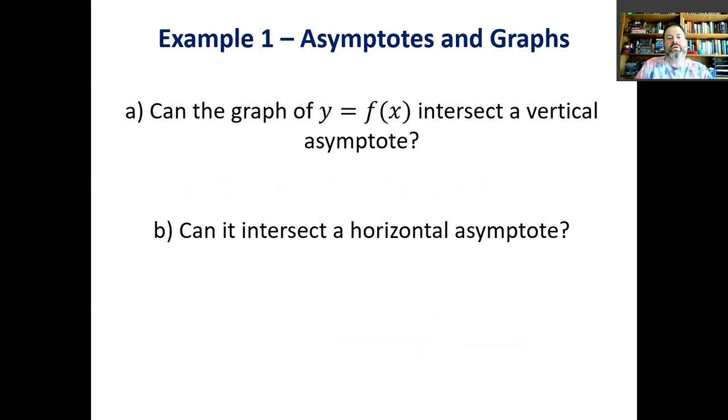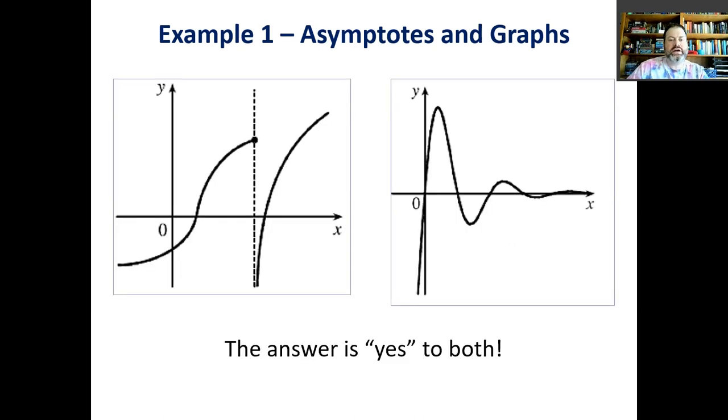So can a graph of a function intersect a vertical asymptote? Vertical asymptotes we saw earlier in the class, and I asked a question similar to part A on an earlier exam, and a lot of people missed it. And now the new thing we're looking at here is the horizontal asymptote. So let's see. Can we intersect a vertical asymptote? Can we intersect a horizontal asymptote? So it turns out the answer is yes to both.